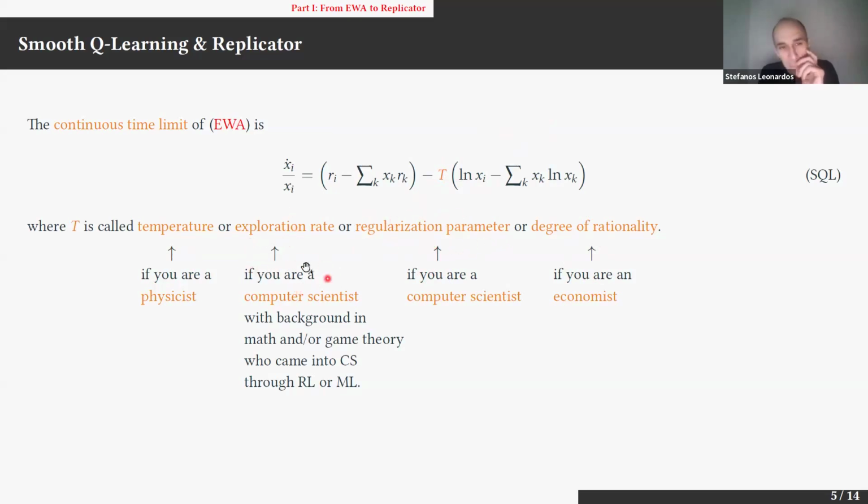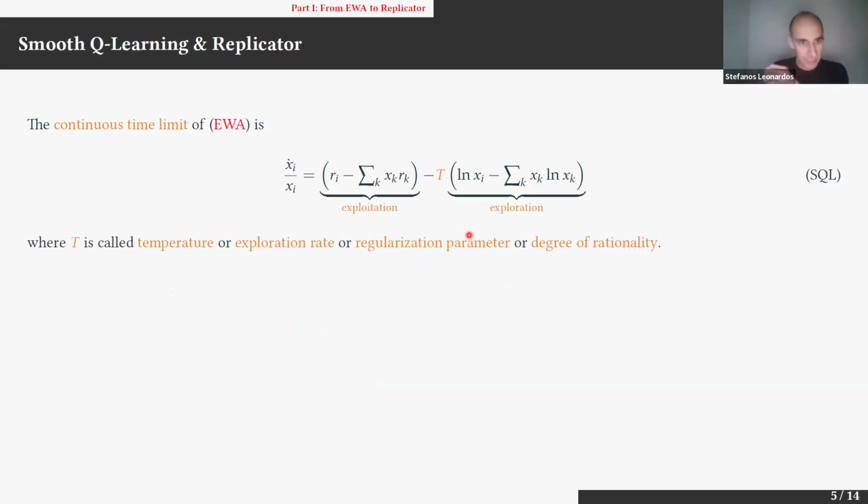And now, because there are many people, let's say in computer science with a background in math or game theory, who came into CS through different routes, you can also call it exploration rate. I don't take this as a taxonomy. There are many different names for this parameter, and many different disciplines that are looking at this dynamic.